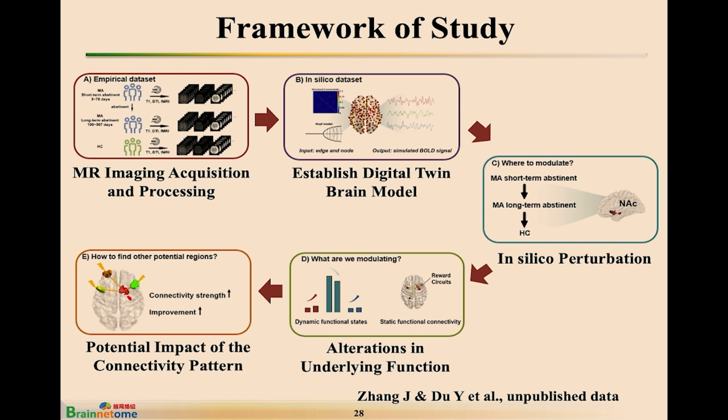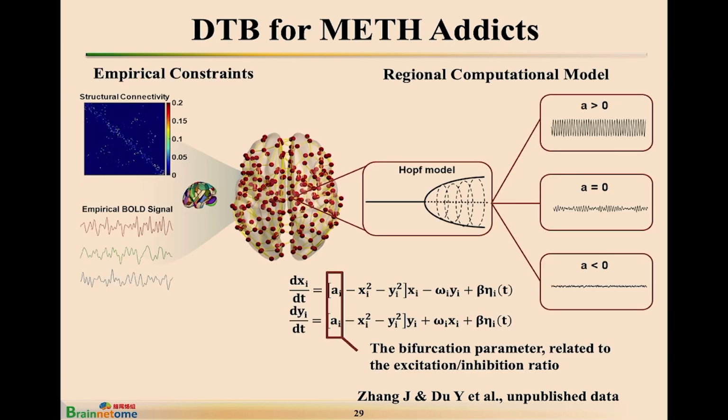Using this, we can construct a digital twin brain. Then we evaluate what happens for different abstinence times and so on. So the first thing is we need to construct a digital twin brain. Using the Brainnetome atlas, we can go to the structural connectivity. Then we can also use the functional MRI to find the functional connectivity with these kinds of things.